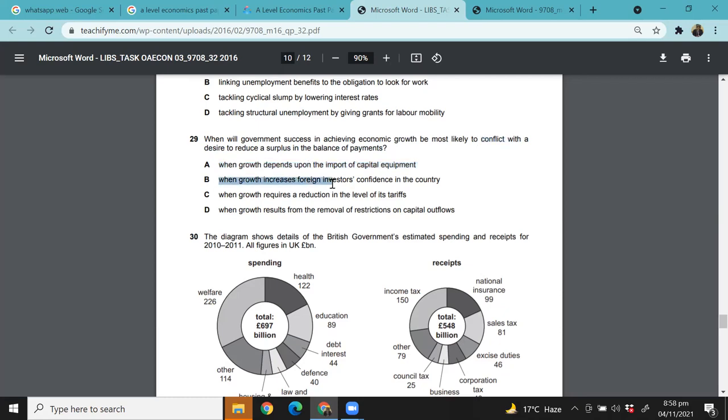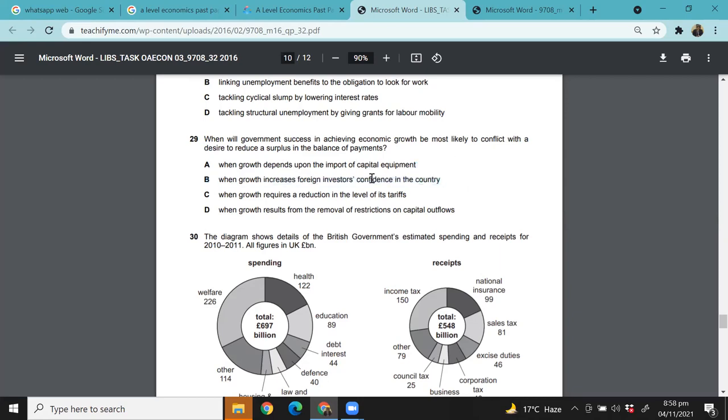B, when growth increases foreign investors' confidence in the country. When there is growth in the country and foreign investors have confidence, what is happening in Pakistan right now? Do you guys know? Pakistani startups are raising funding. Airlift, I don't know if you have ever heard the word Airlift, has raised $85 million of funding in Pakistan. That is what foreign investors' confidence in the country means. So growth is taking place and foreign investors are also investing in Pakistan.